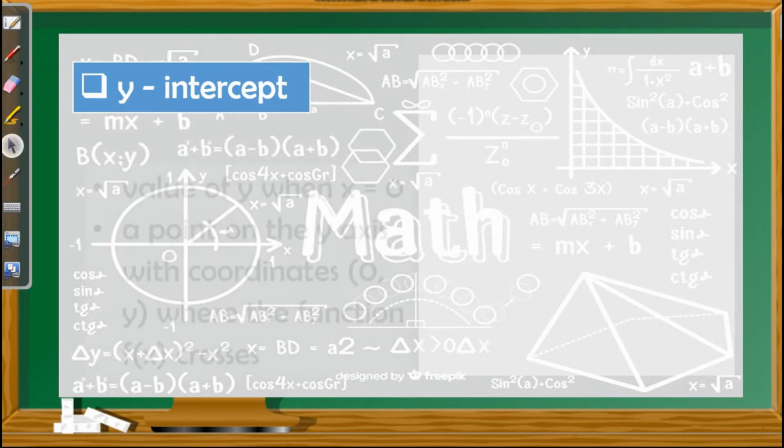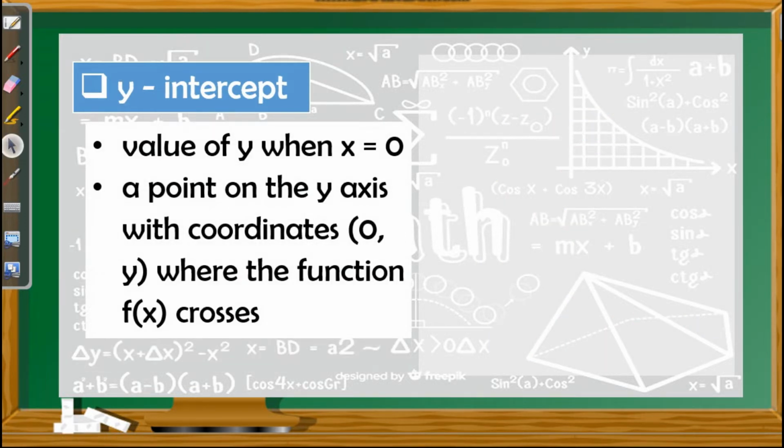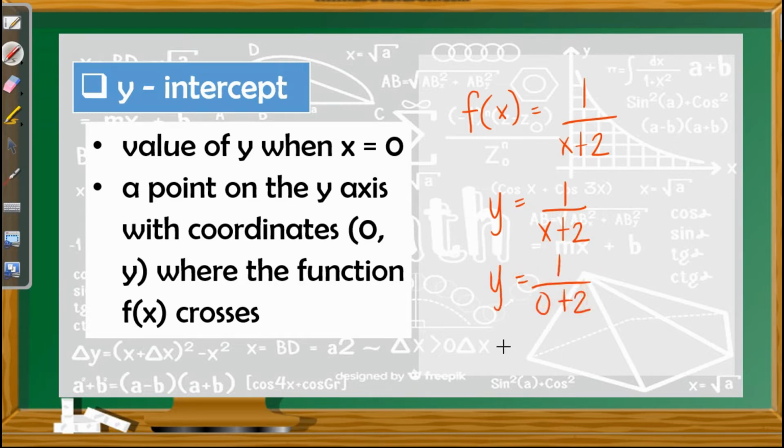As for the y-intercept, it is a value of y when x is 0. It is a point on the y-axis with coordinates 0, y, where the function f of x crosses. Based on our graph, we have the y-intercept equal to 1/2, so let us show it algebraically. If we have f of x equal to 1 over x plus 2, change the f of x to y, then let x be 0. So it is really true that y equals 1/2. So this is our y-intercept.